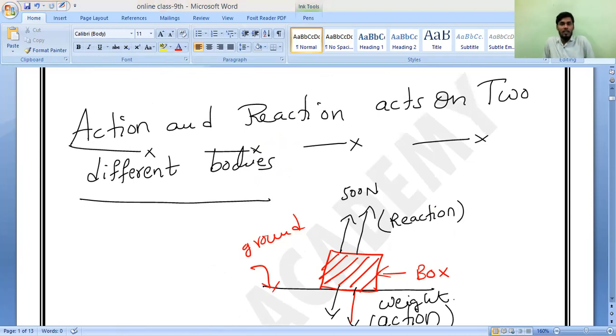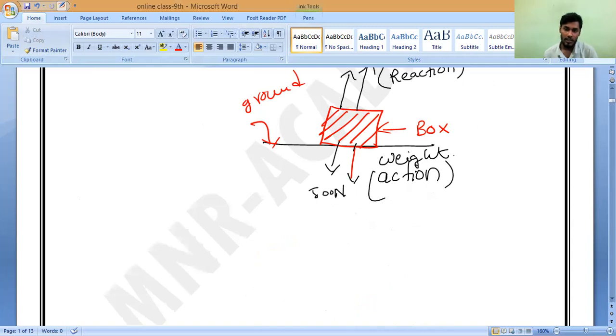This box is resting on the ground. So the box is exerting a downward force of its weight on the ground. The downward force of the box is balanced by an equal and upward force which is supplied by whom? The ground. The force exerted by the weight of the box is called what? Action. So Newton's law will say always action and reaction.